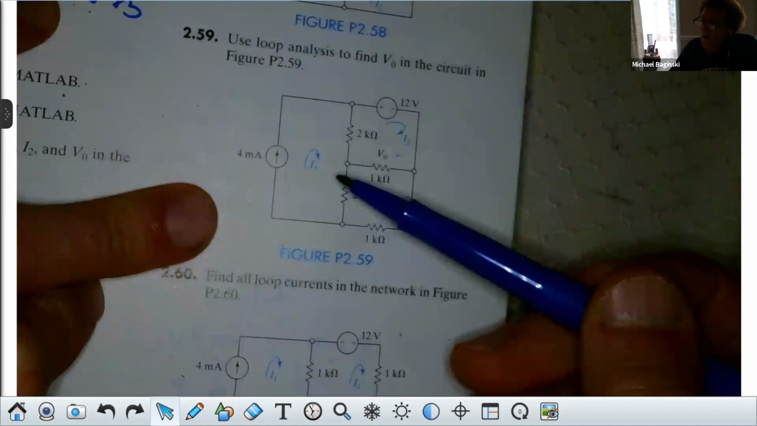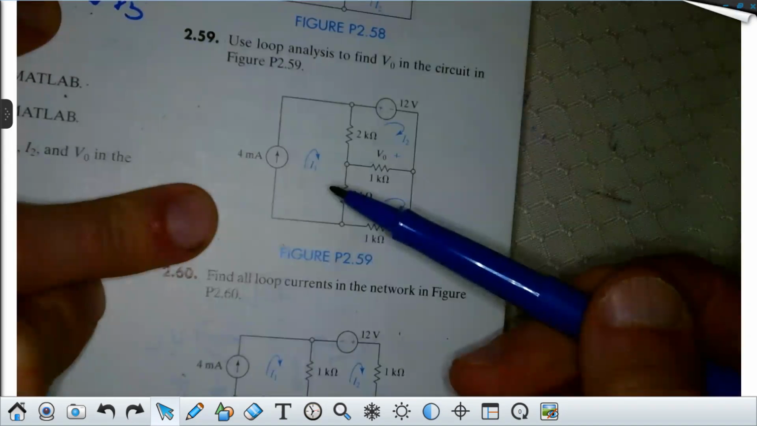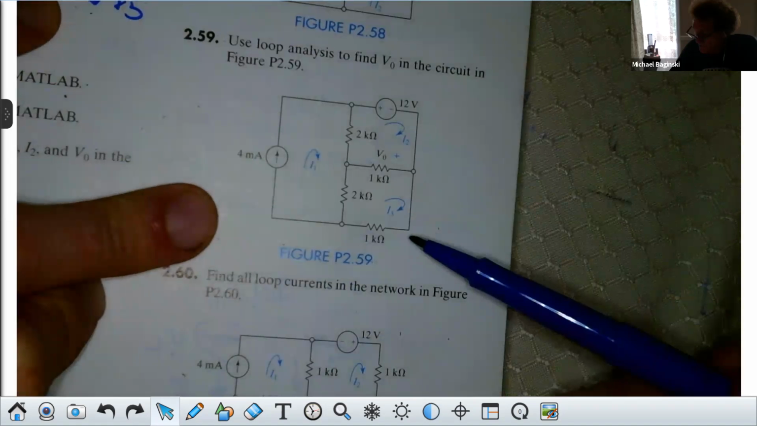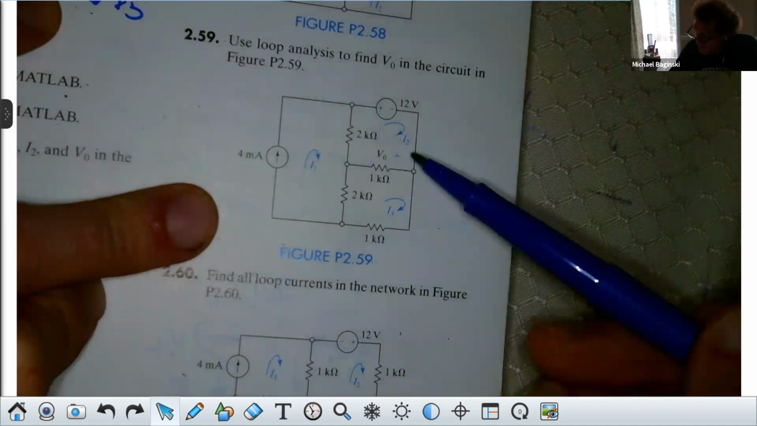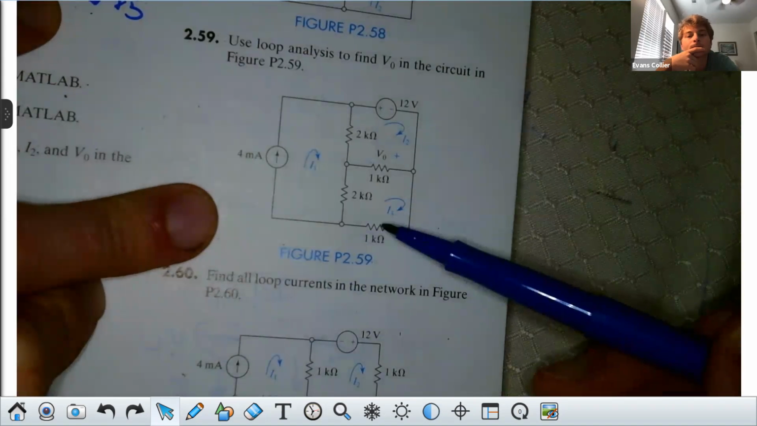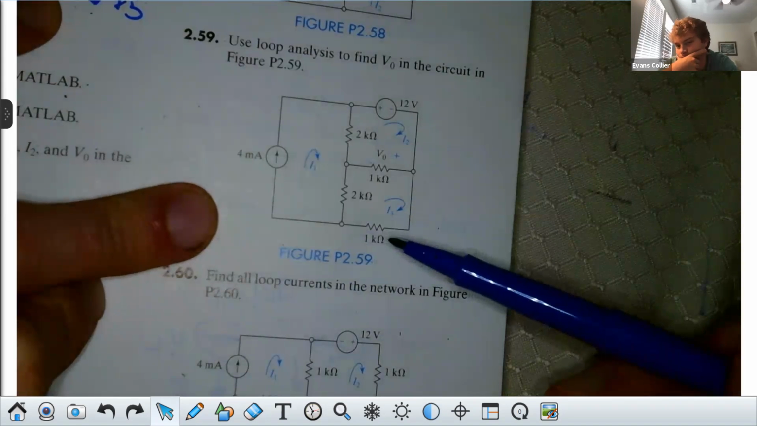All right. I1 is 4 milliamps. You agree with me? Now, you still have two loops, don't you? Still have to write an equation for the sum of the voltages around there equals zero, the sum of the voltages around there equals zero, right? All right. Now, listen.